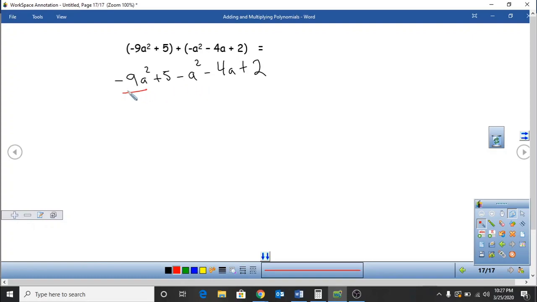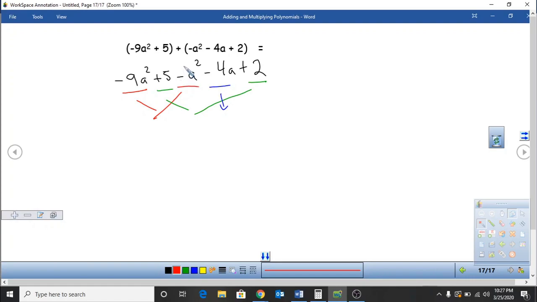So what I'm going to do is I'm going to take my colors and I'm going to highlight the things that are underlined, the things that are similar. So I have a negative 9a squared and a negative a squared. I have a 5 and a 2, which are just numbers, and then I have this negative 4a. So what I'm going to do is I'm just going to combine like terms. So those two are going to combine. These two are going to combine, and then this one has nothing to combine with, so I'm just going to bring it down.